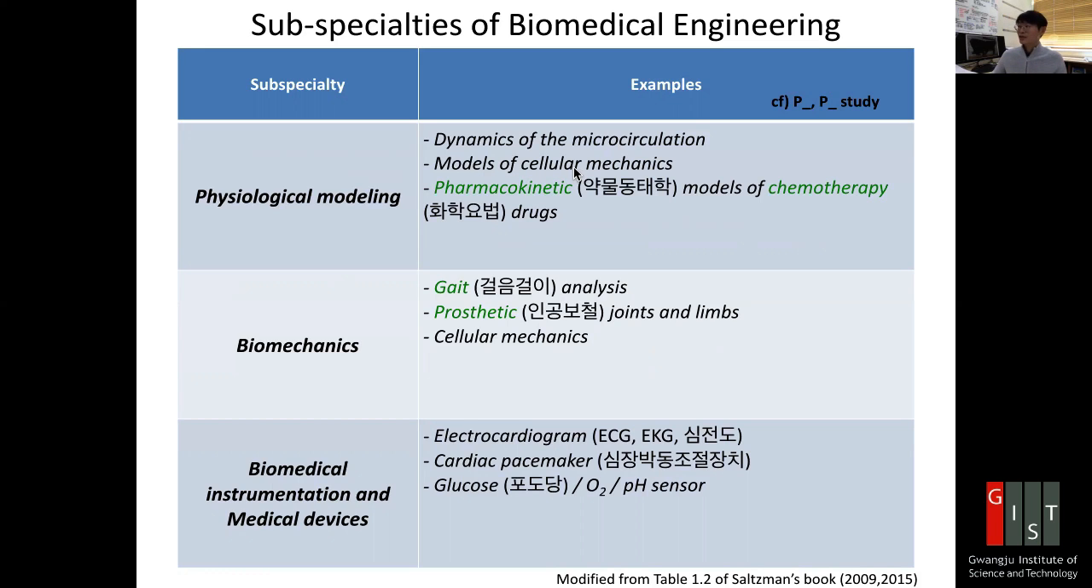Or when we are using a drug on a body, then we are curious about what's happening. Is the drug effective to the body or not? So for that, we call it pharmacokinetic models of chemotherapy. Chemotherapy is the use of chemicals for treating disease. And we are interested in whether the disease is being treated well enough with this drug.